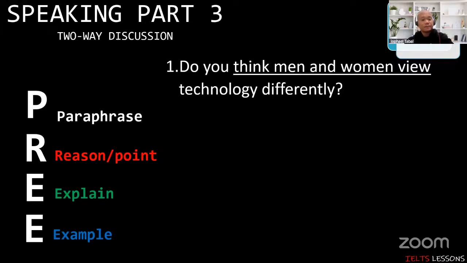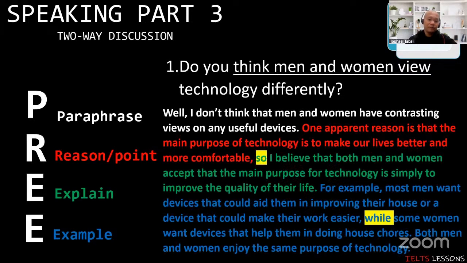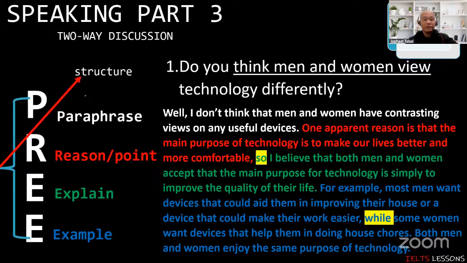That's for R, E: reason, explain, and example. So we have here, for example, the question: do you think men and women view technology differently? Again, the candidate here begins with paraphrasing the question, then gives the point or reason, explains that reason or point, and gives an example. So that's how we have the structure here.